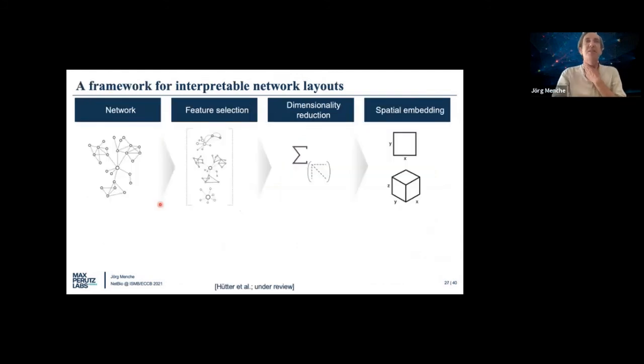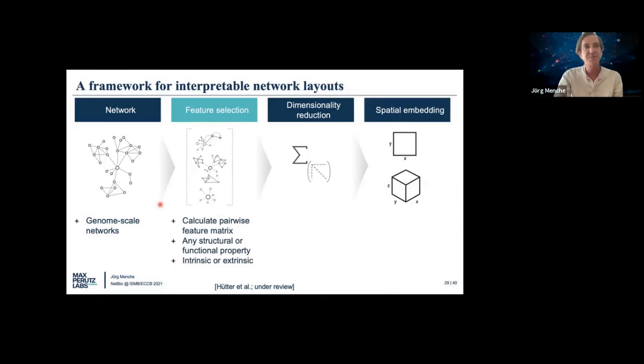Okay, let's start briefly with the first part. I want to rush through it because I also want to show something else to you, which is our framework for making interpretable layouts, and that has 4 steps. So the starting point is we want to do this really for genome scale network sizes. So we don't want to stop with small networks that we can still sort of manually inspect.